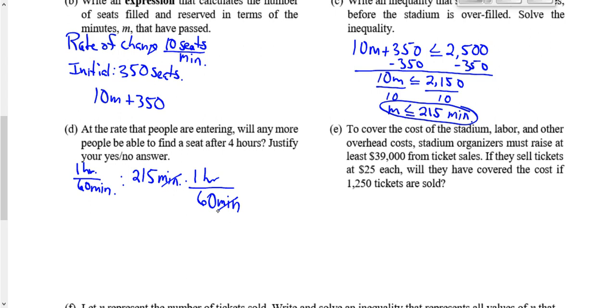Okay, so now it's 215. What do we do with the 60 since it's on the bottom? Multiply or divide? Divide, right? And the 1 on top, multiply by 1. So what do we get? What's 215 divided by 60? 3.5? I think it's 3.58, isn't it? Double check that. 3.58 hours until it's full.